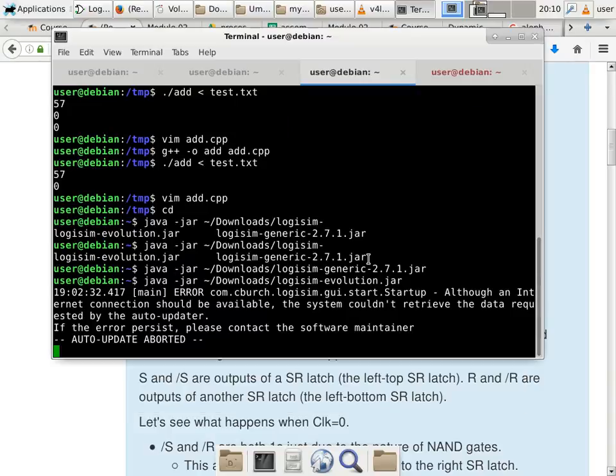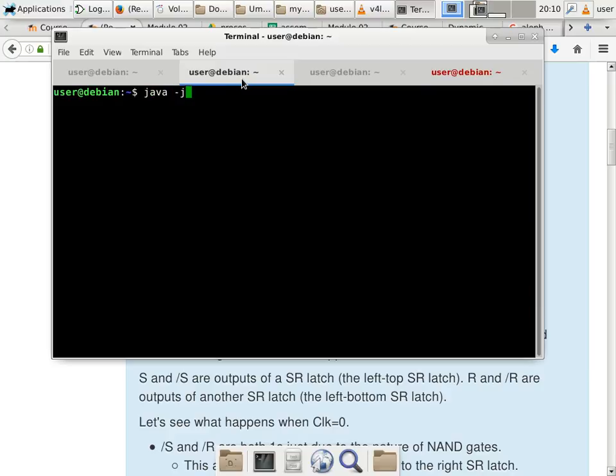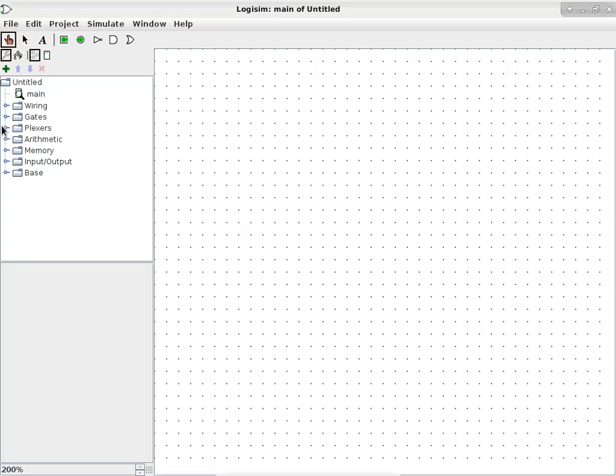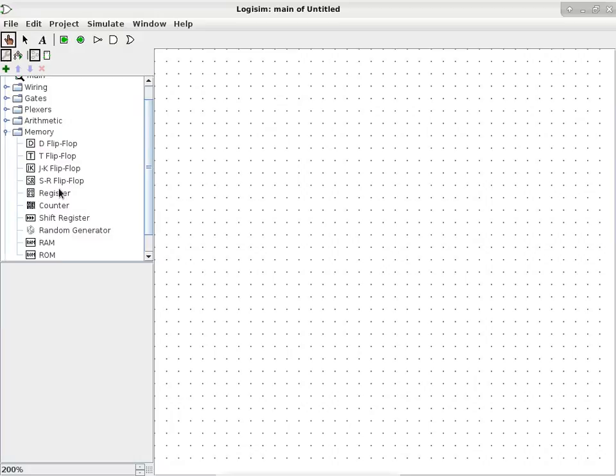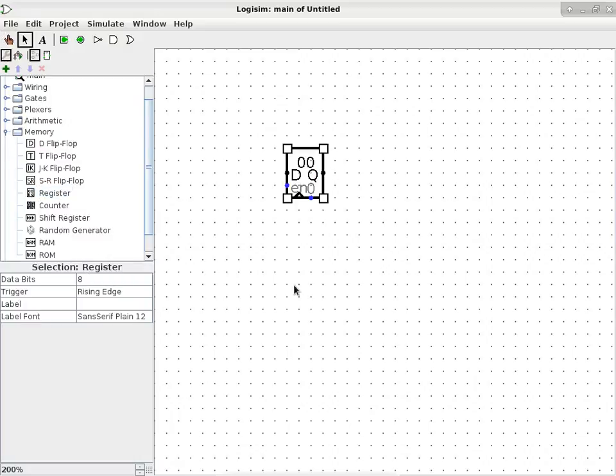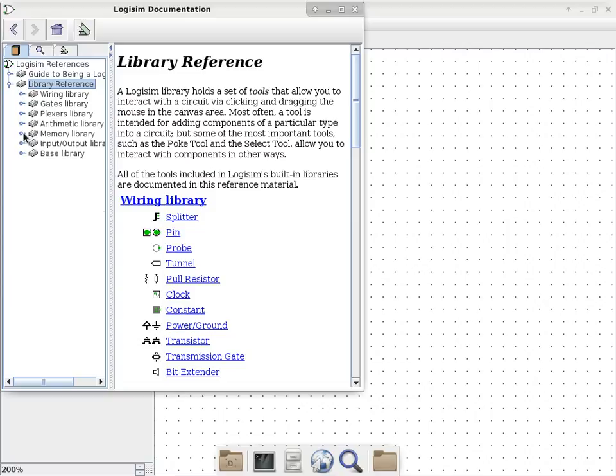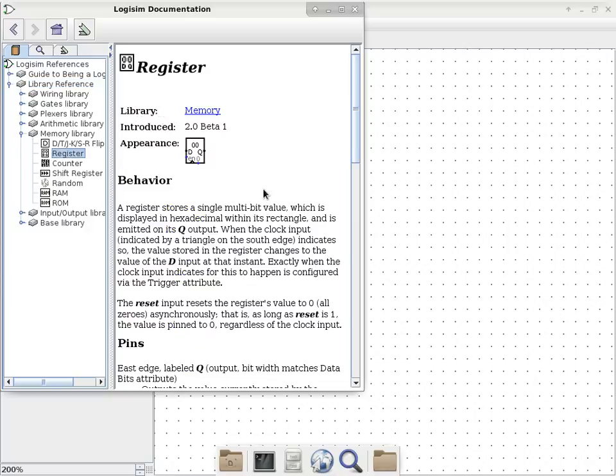Okay, go back here. The recorder is still going, which is good. Just want to double check. Downloads. Generic. There we go. All right. So when you go to memory and you pick out the register, see how it looks different between the two versions. This is why I want to stick with one and not the other, just so that the notation looks the same. You can also go to help, go to library reference, and then go to memory library, and then go to register, and this explains how a register works as far as Logisim is concerned.